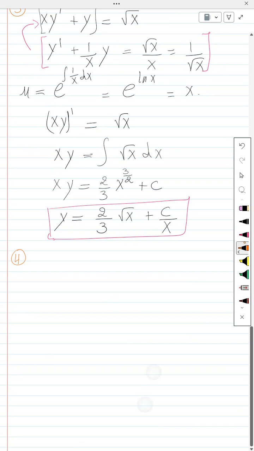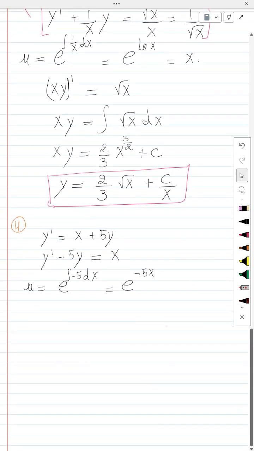Yes, which is going to be y prime equal to x plus 5y. And it's going to be y prime minus 5y is going to be equal to x. So mu is going to be equal to exponential of the integral of minus 5 dx. When we integrate it, we're going to get minus 5x. So mu is exponential of minus 5x.